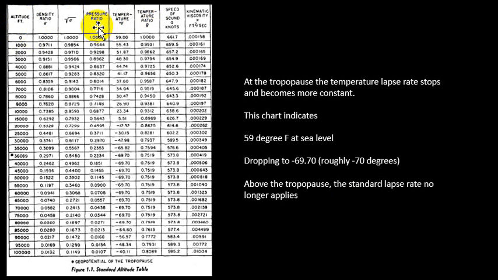You can look at pressure, and we could look at temperature, which is what I'm really concerned about. So in the standard atmosphere, at sea level, we should have 59 degrees Fahrenheit. When we climb, we should be losing about 3.5 degrees Fahrenheit per 1,000 feet.